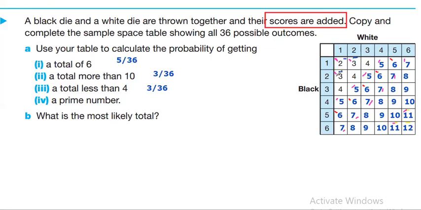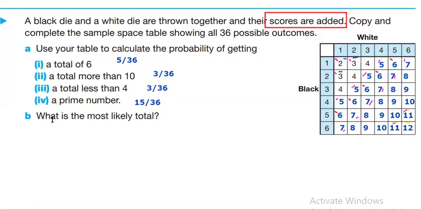Now let's count them. 1, 2, 3, 4, 5, 6, 7, 8, 9, 10, 11, 12, 13, 14, 15 prime numbers. So for a prime number, 15 over 36. Again, 1, 2, 3, 4, 5, 6, 7, 8, 9, 10, 11, 12, 13, 14, 15. Good. So 15 over 36.